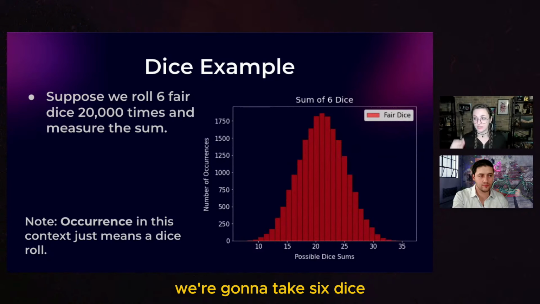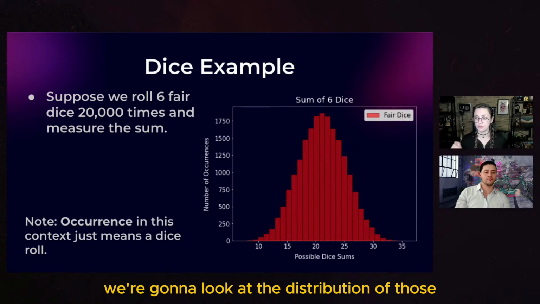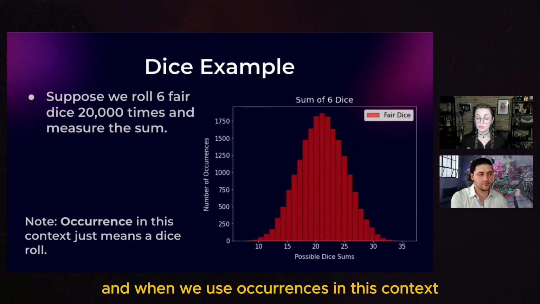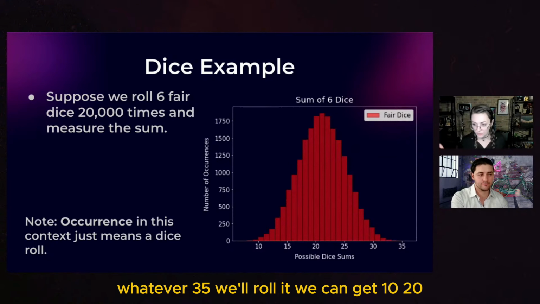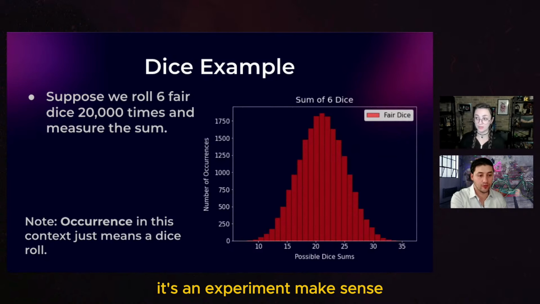So in this example, we're going to take 6 dice and we're going to roll them 20,000 times. And we're going to look at the distribution of those occurrences. And when we use occurrences in this context, we're just talking about a dice roll. So when we roll it, we can get 35. When we roll it, we could get 10, 20, 25. Each of those occurrences is just a time that we roll the dice. It's an experiment. Make sense?